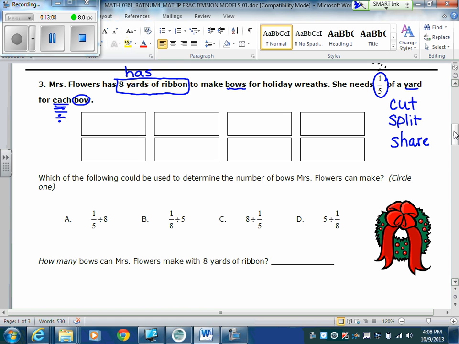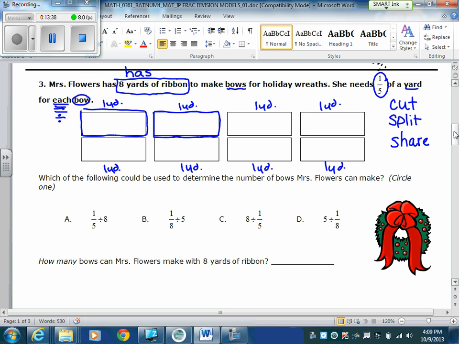So here I have my 8, I'm not going to highlight all of them, that's going to take forever, but here's my 8 yards of ribbon. Okay, so they're not cut up, but they are sectioned into 1 yard each. That's the same issue with the wood up above. So she really has 8 yards total, but they're showing us in 1 yard sections.